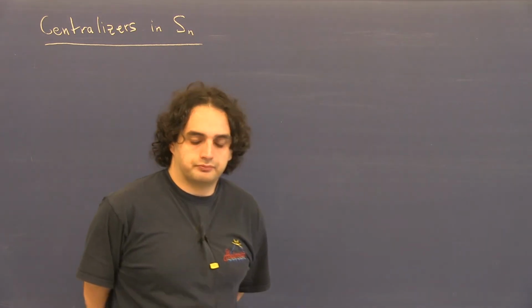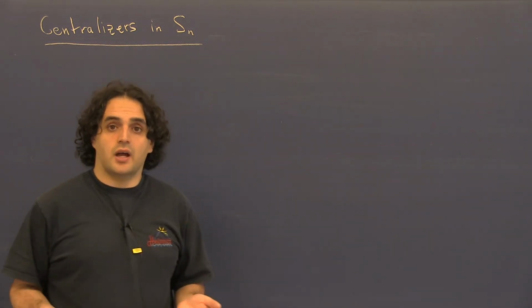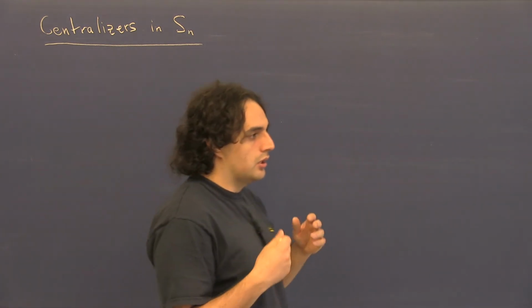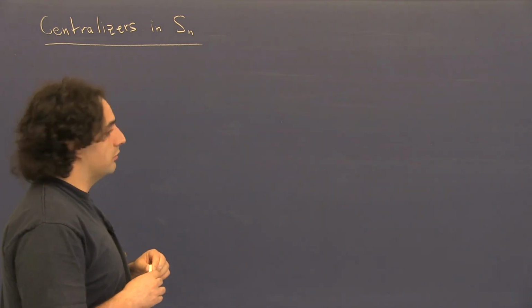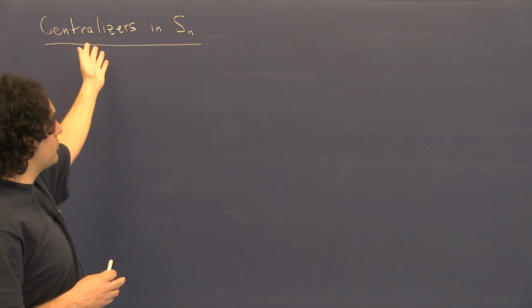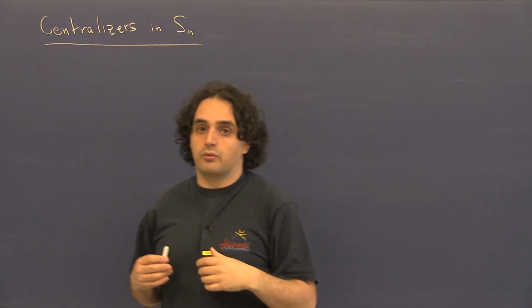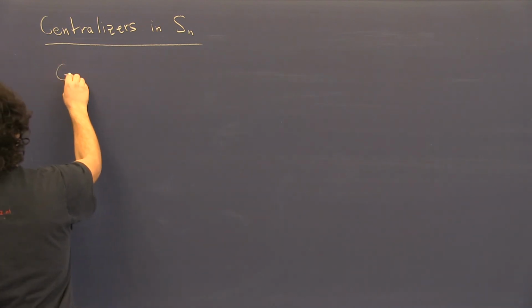Okay, so now that we have seen how to compute conjugacy classes in Sn and the sizes of the conjugacy classes in Sn, let's see some related things that start to go more in depth into the theory of the symmetric group. So one thing I would like to tell you about are centralizers in Sn, how to compute the centralizer of an element in Sn.